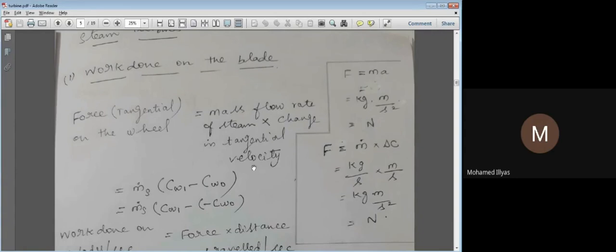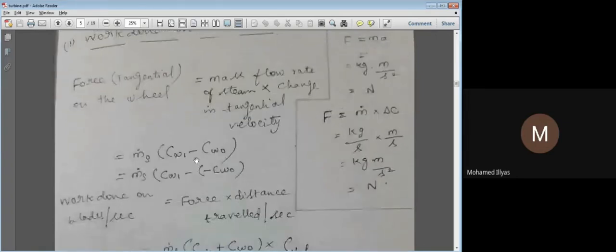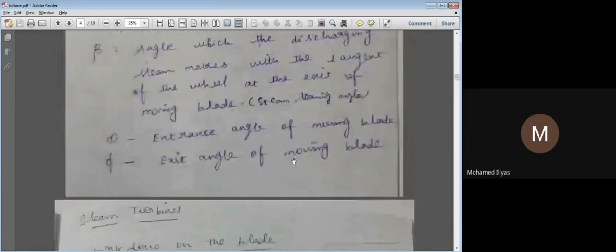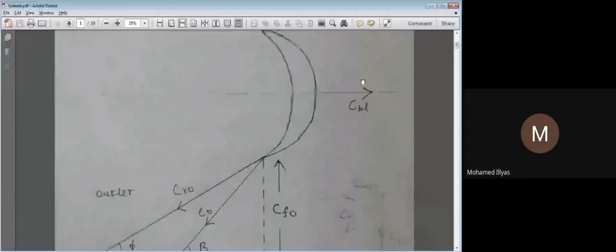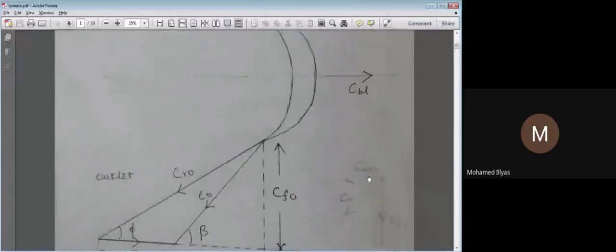Okay, mass flow rate is m dot s, mass flow rate of the steam, and the change in velocity. What is the tangential velocity or whirling velocity? That is Cw1 and Cw0. I'm going back to our velocity triangle here. You see here, this Cw1 is going towards the right, so it is a positive sign. Cw0 is coming towards the left, a negative sign.